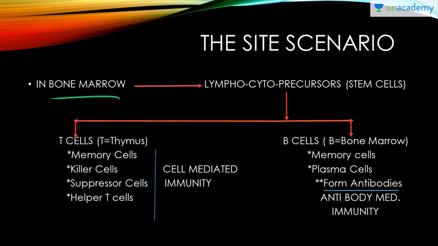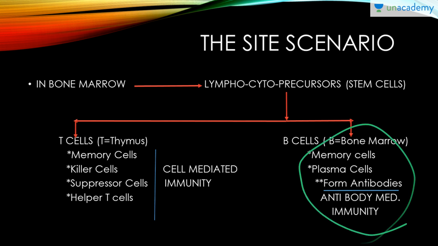They form T cells and B cells, where T stands for thymus and B stands for bone marrow. T cells have further types: memory cells, killer cells, suppressor cells, and helper T cells. And B cells have types: memory cells and plasma cells. Plasma cells form antibodies. I'll be discussing that later on.